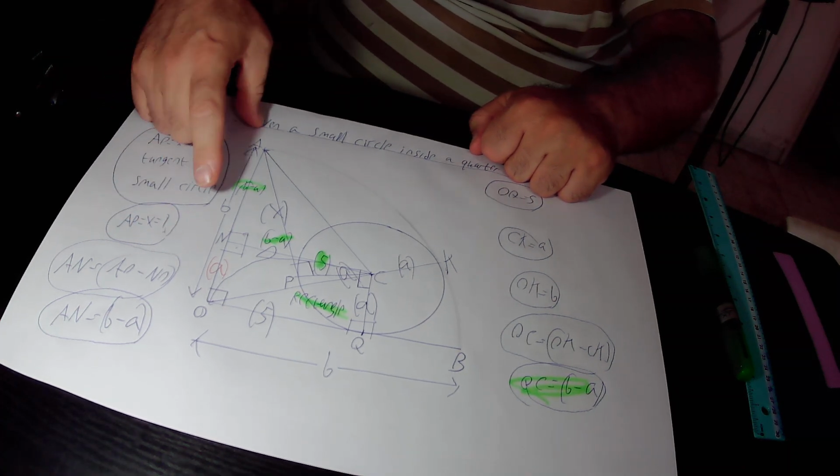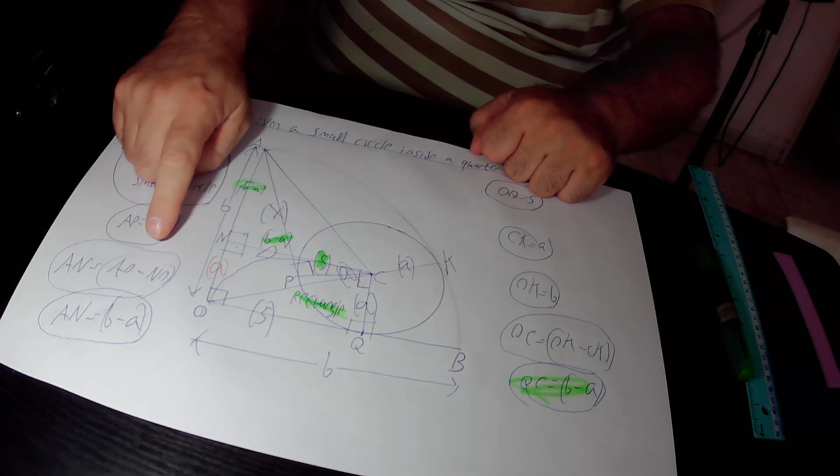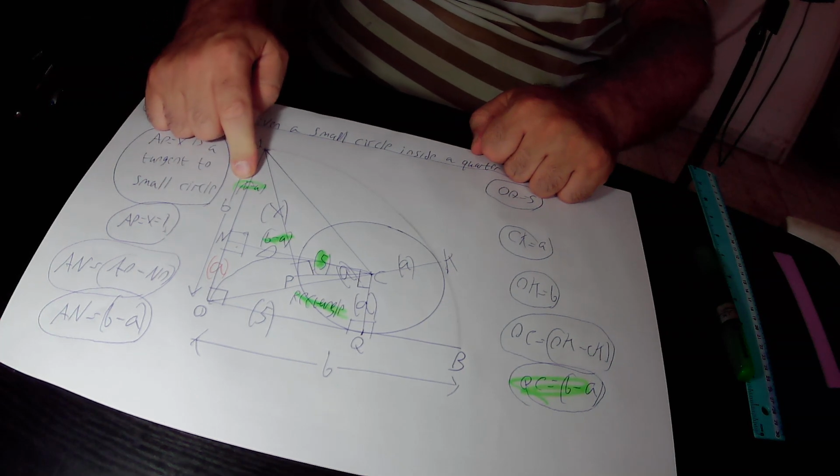So AN equals AO. AO is B, it is the radius of the fourth circle, that is B. Minus ON. ON equals A. So in total, AN equals B minus A units in its length.